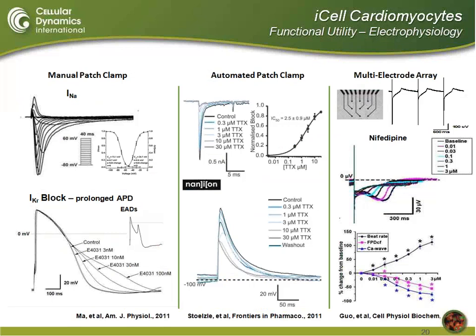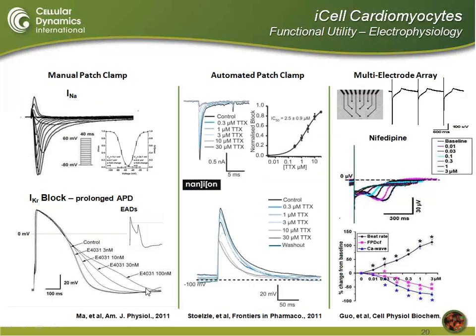So going more into the utility and the different areas where these cells are being used, the first thing that everybody thinks of for the cardiomyocytes is looking at the electrophysiology. Starting here with the manual patch clamp, looking at the sodium channel current. This is published again in Ma et al. You can see normal sodium current. This is a little slow as it was collected at room temperature, and the inactivation and deactivation curves that you'd expect.